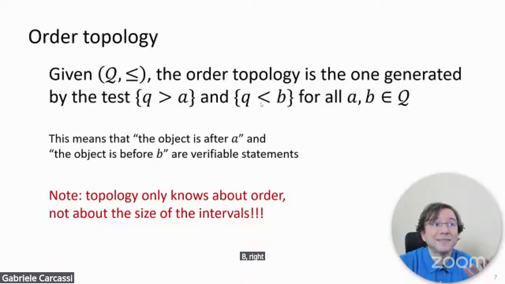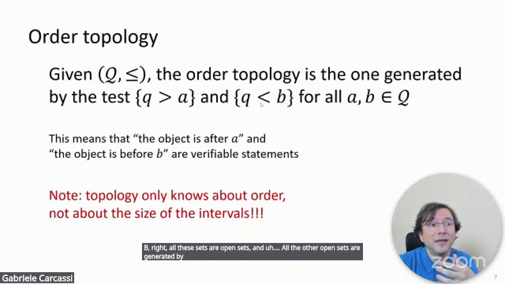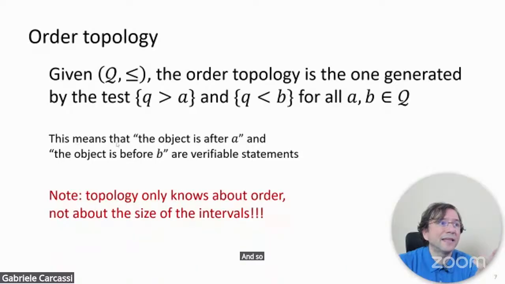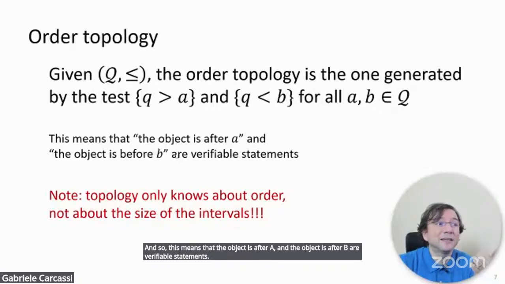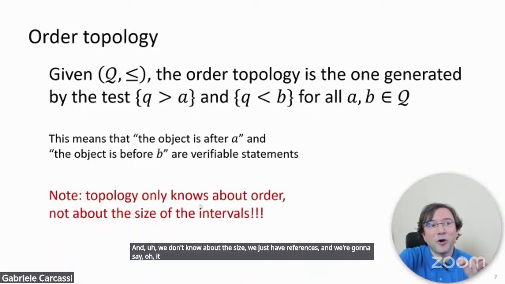All these sets are open sets. And all the other open sets are generated by these by countable, arbitrary disjunction and finite conjunction. And so this means that "the object is after A" and "the object is before B" are verifiable statements. And we don't know about the size. We just have references, and we're going to say, oh, it's beyond this reference and before this reference.